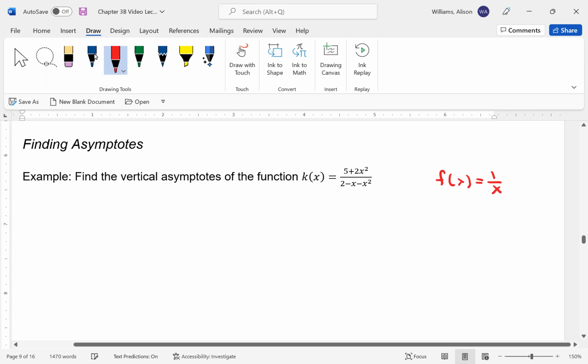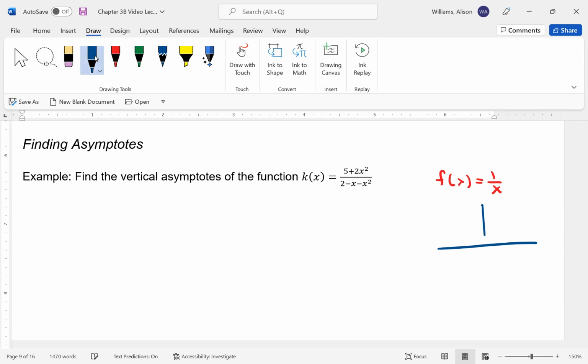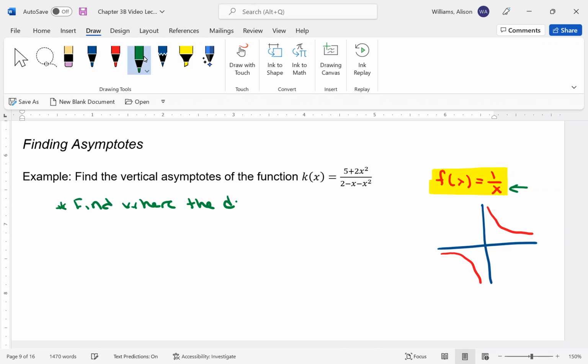at x equals 0. Now, we know that x equals 0 is a problem if I try to plug it into the actual original equation, because I get 0 in the denominator. And that's the key for vertical asymptotes. We need to find where the denominator equals 0. So that's what I'm going to do. I'm going to take that denominator, set it equal to 0.